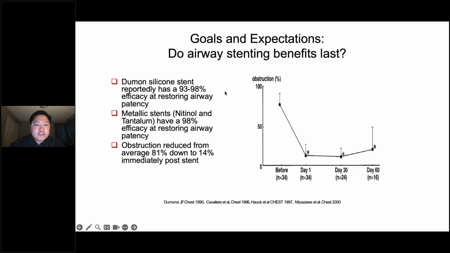Okay, so goals and expectations. Do airway stenting benefits last? Yes, they do. With these studies, you can see that at 60 days, they maintain patency after either a silicone stent or metal stent placed for central airway obstruction. And these are patients with malignant obstruction. One of the caveats is that you've relieved the stenosis in the initial implant. So if you have a patient with 80% blockage and you were able to deploy a stent and have more than 50% patency, these are the patients that will maintain their patency over 2 months.